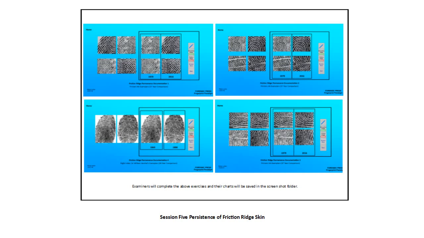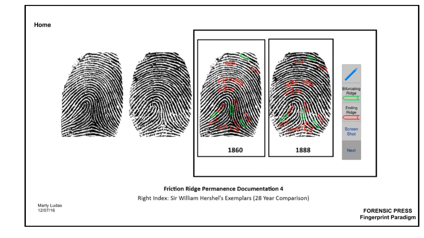After ridge counting, the paradigm advances to the persistence of friction ridge skin, where examiners will chart fingerprints taken decades apart. The 4 charting assignments will provide self-explanatory evidence of how all ridge features remain the same in a compliant area. This is a completed Session 5 chart which demonstrates the compliant ridge structure of William Herschel's fingerprints taken in 1860 and 1888. 2 more sessions to preview.